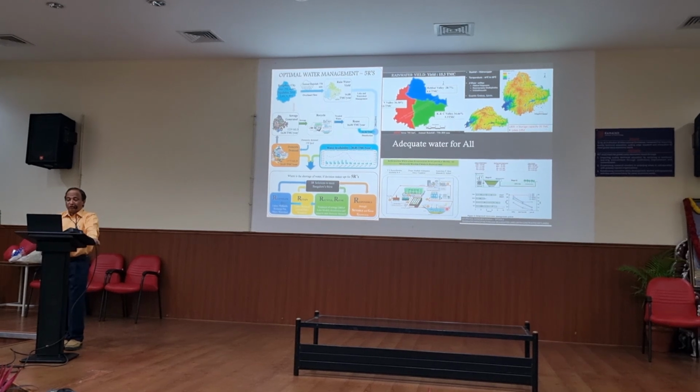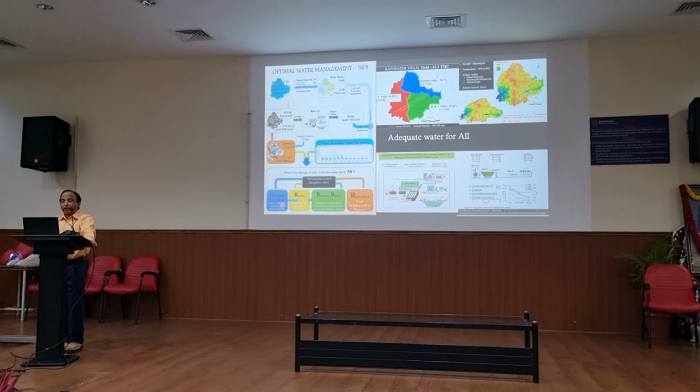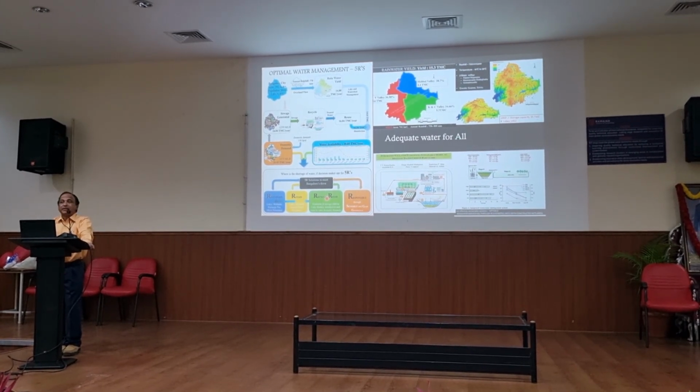So now the 5R formula: the first is the responsible citizen. Then next is, when they are responsible, they will allow the rejuvenation of lakes so that I can retain the rainwater. Then they will allow the reuse and recycle.